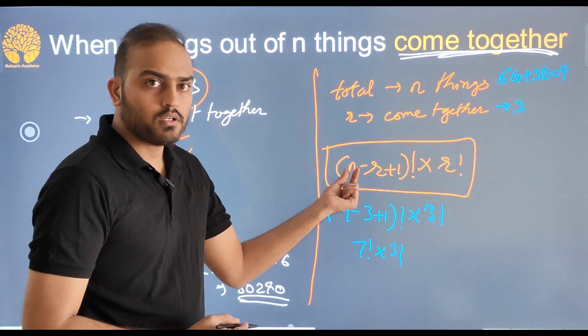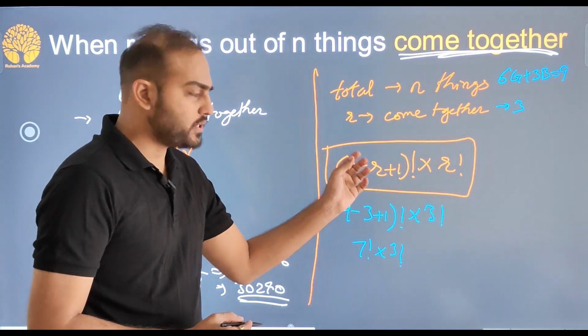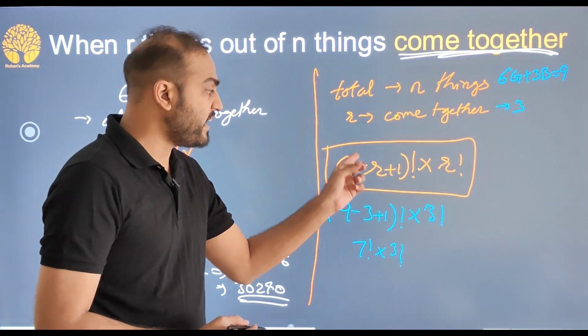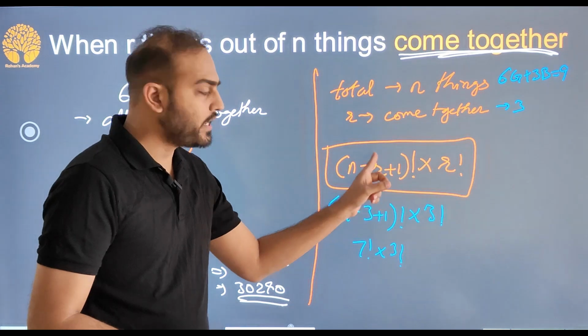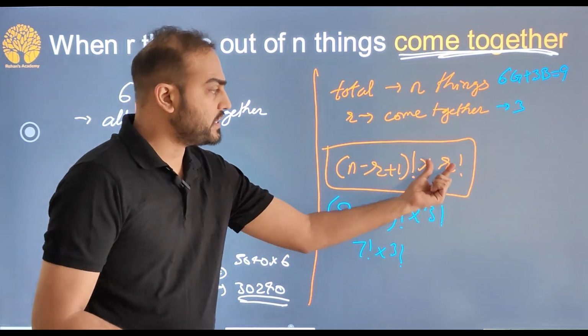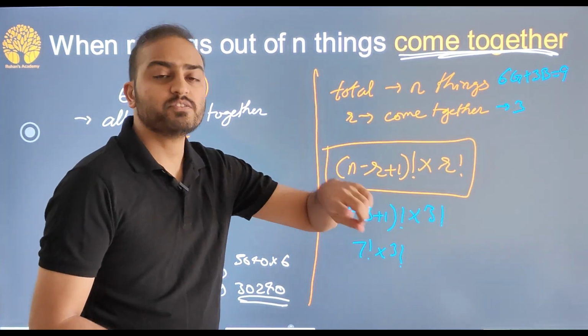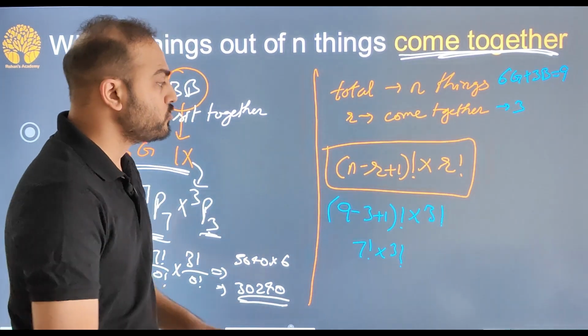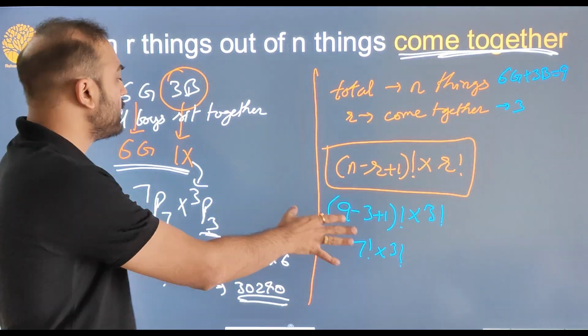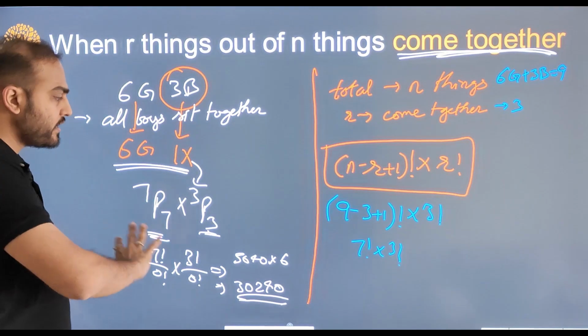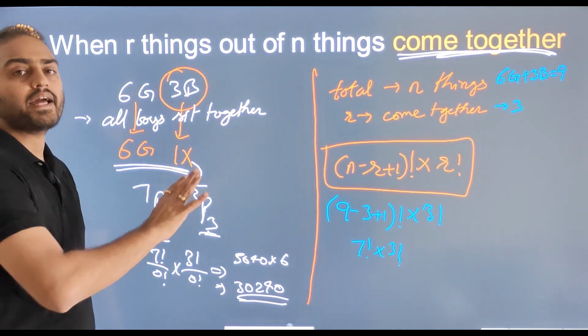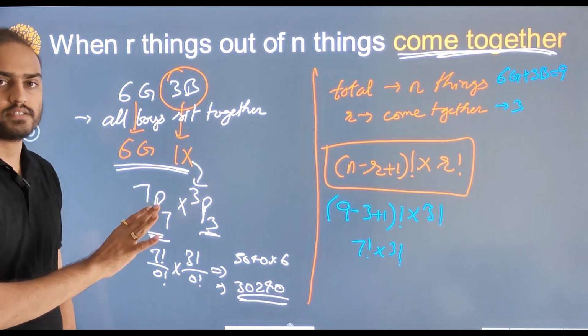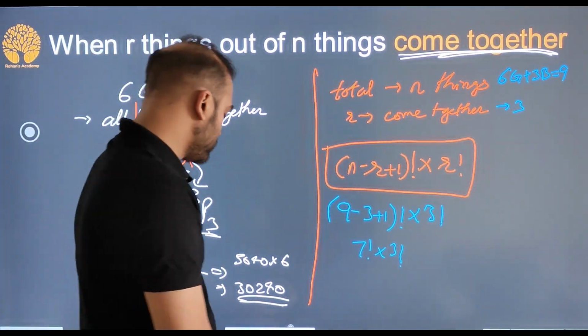n is the total. I remove the 3 boys, so that is I remove R, but then I have to combine them and count them as 1, hence the plus 1. And this R factorial is the internal arrangement of the boys. Okay, so I hope you understand the formula. This is the logic. If you understand this, you can simply apply it directly while solving the questions.